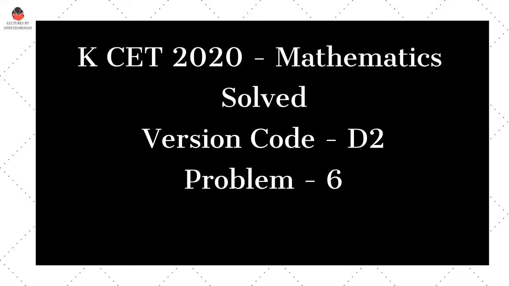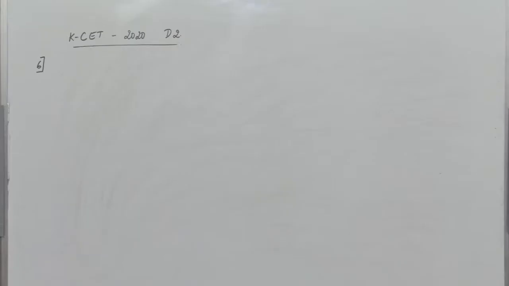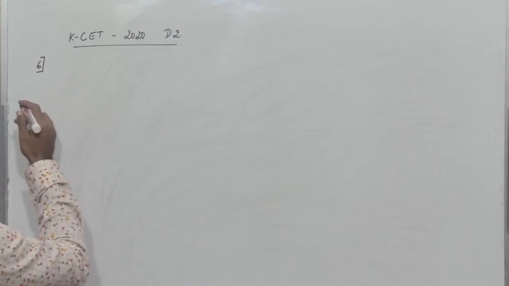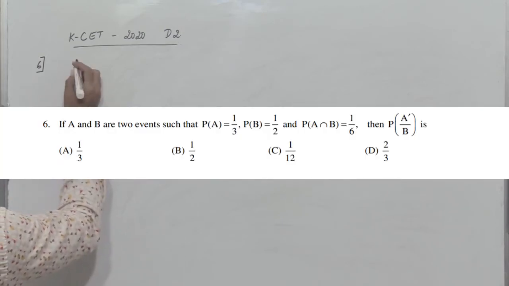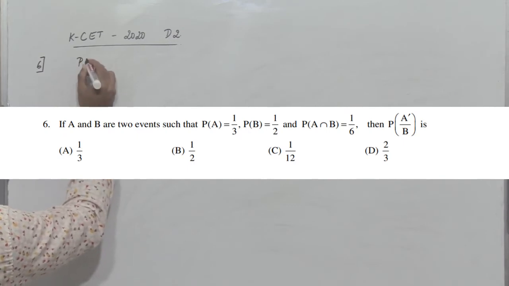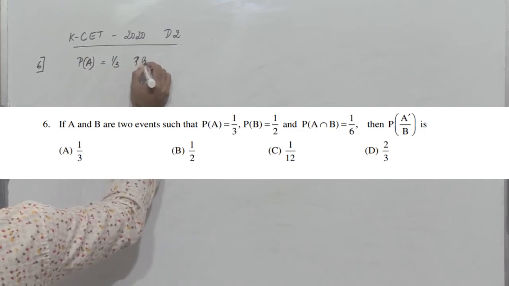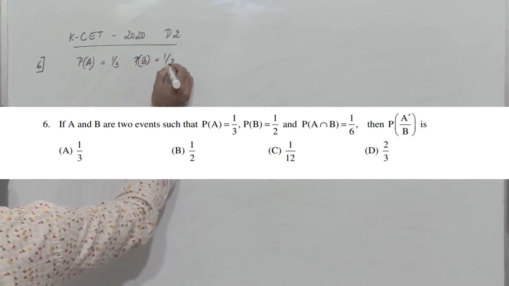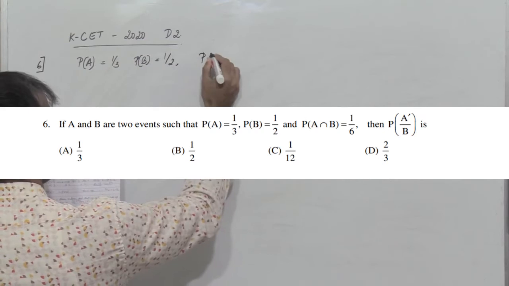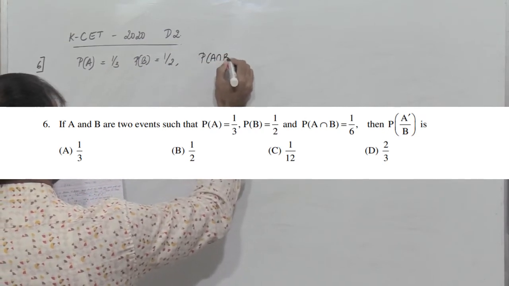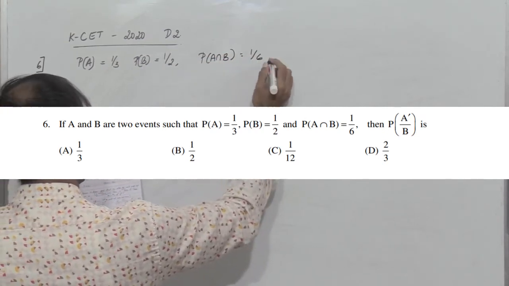So we are solving problems from Karnataka CET 2020 version D2, problems on probability. Problem 6 states that A and B are two events where probability of A is 1 by 3 and probability of B is 1 by 2, and P of A intersection B equals 1 by 6.